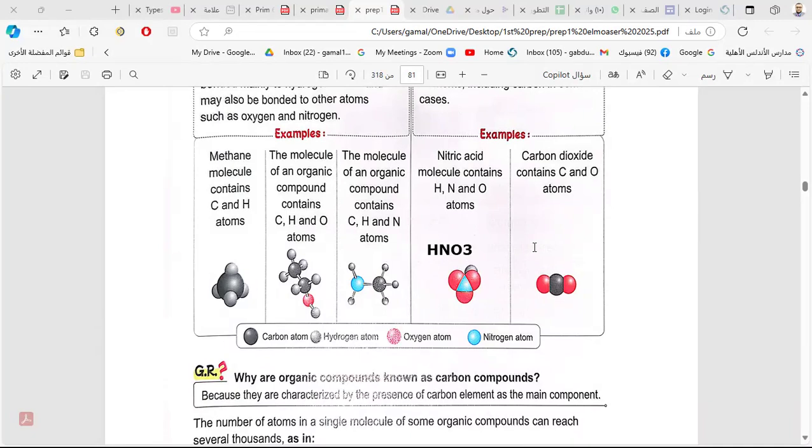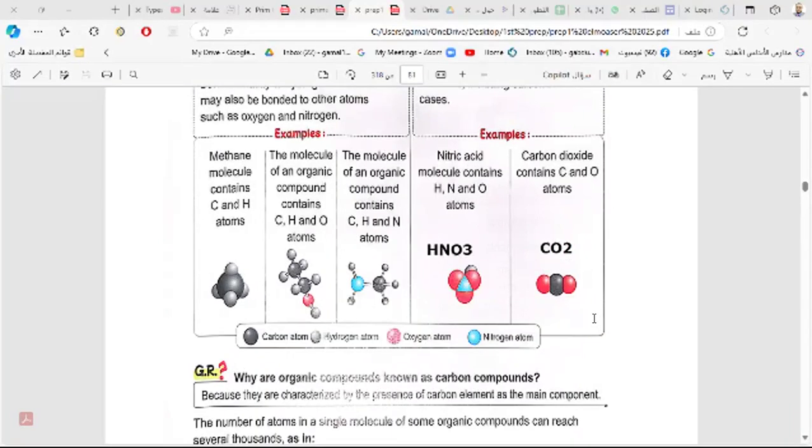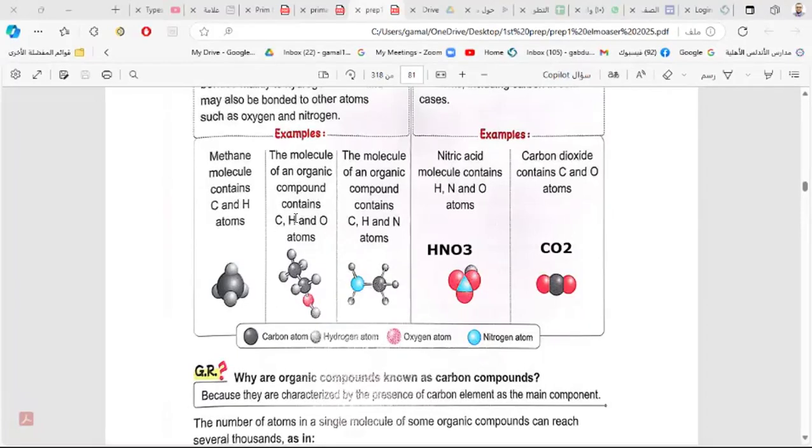Okay, here we have carbon dioxide, which is what? It's CO2. The red atoms are oxygen and the gray atoms are carbon. Very good. And we have here methane gas, as you see here. Look here, 4 and 1: 4 hydrogen and 1 carbon. It is CH4. It is 1 carbon and 4 hydrogen. Okay?